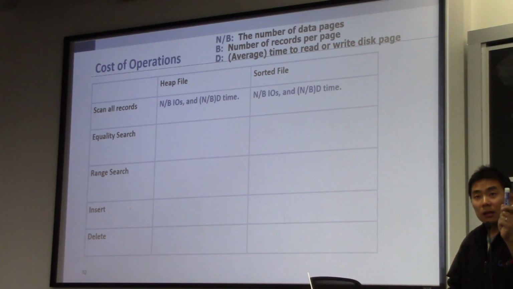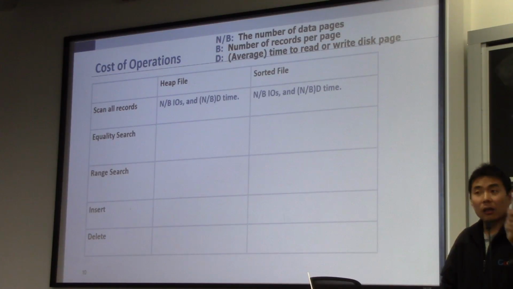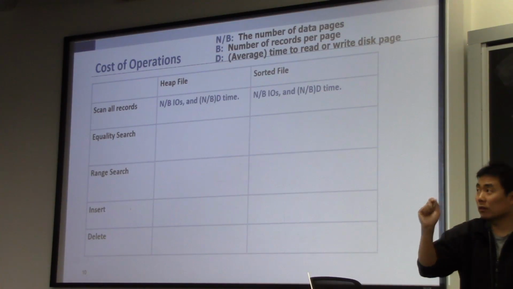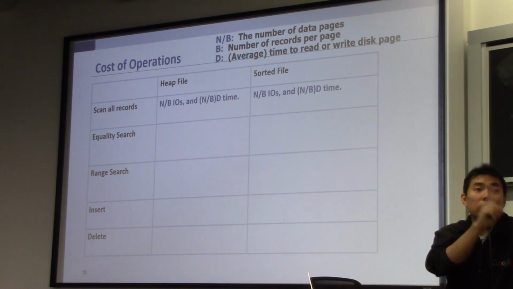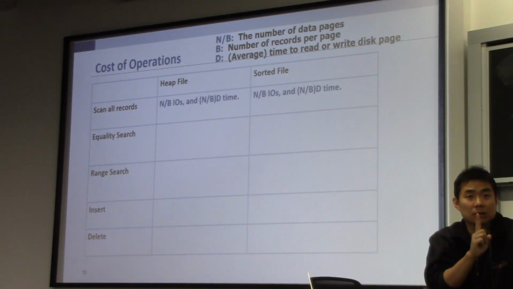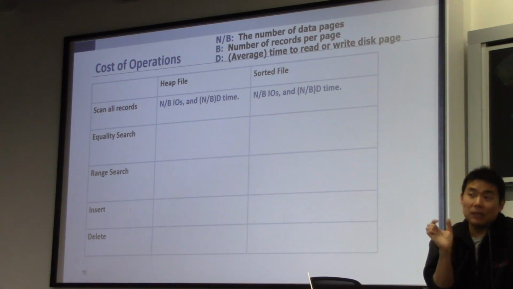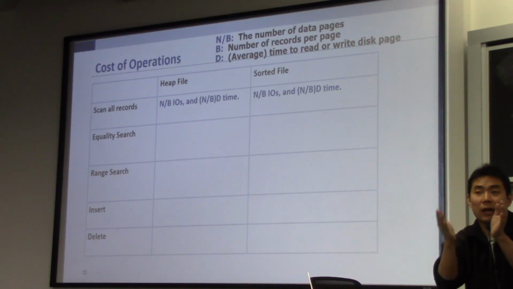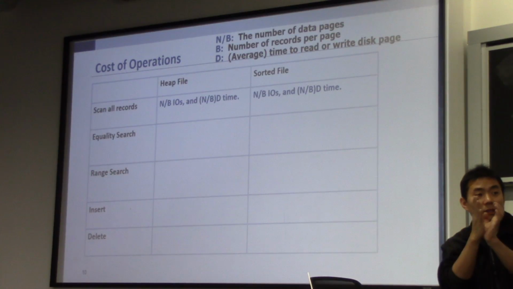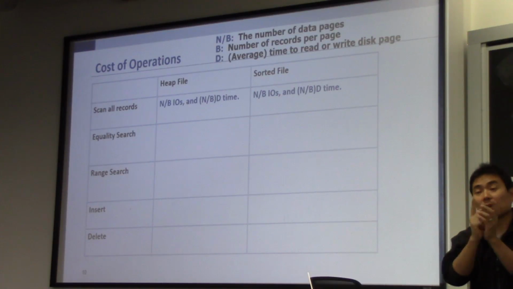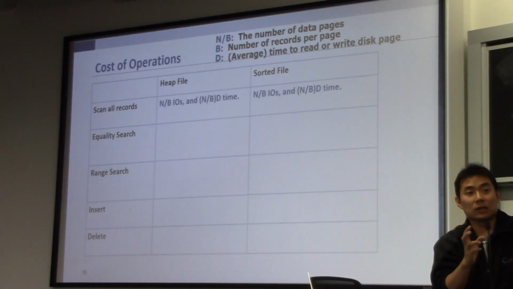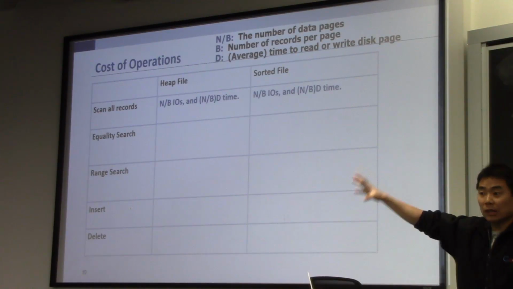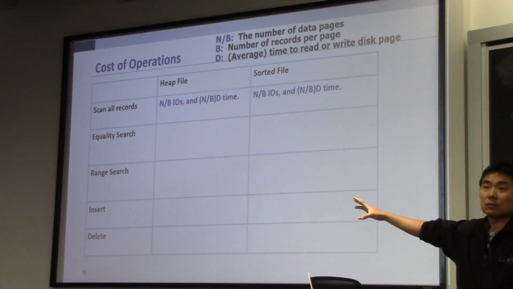N over B in the worst case. However, here's the important assumption: if you know you have only one matching record, suppose you're doing equality search on a key attribute, and I tell you there's only one matching record, then there's an optimization you can do. As soon as you encounter the page holding that record, you can stop, because you know there's only one record. So the best case is you find that record in the first block you read. The worst case is you find that record in the last page you read, which is N over B.